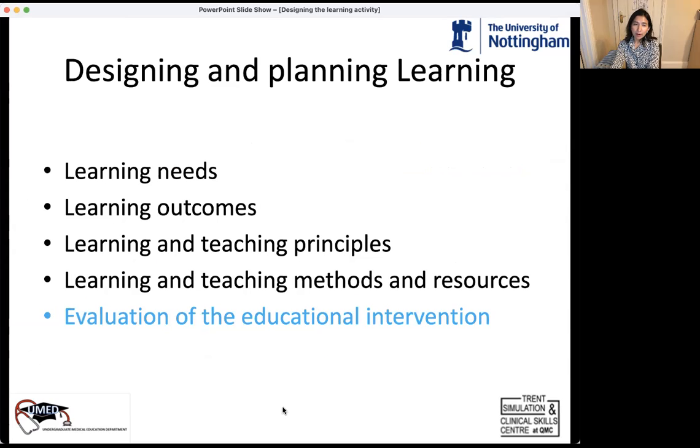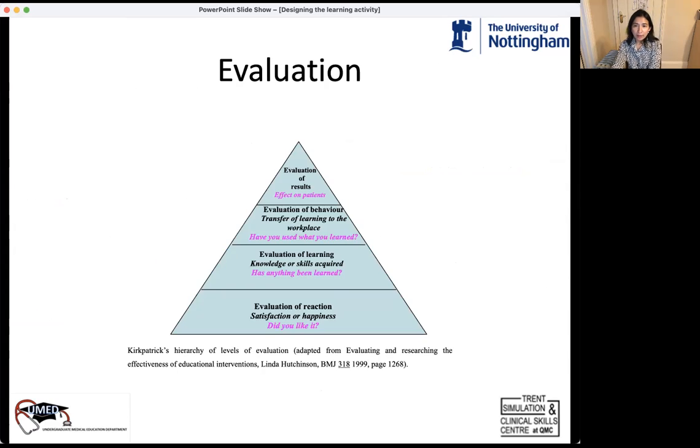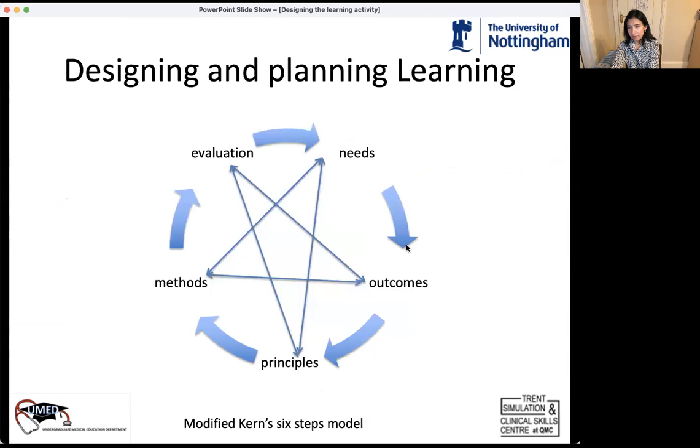Next thing we have to think about is evaluating your teaching session. How are you going to evaluate your session or your course? There are different levels of evaluation, starting from reaction up to the effect on the patient. Depending on the feedback, we always modify our session. This is a dynamic process, designing the course and designing the teaching session. When the students' needs change, we change our education practice.